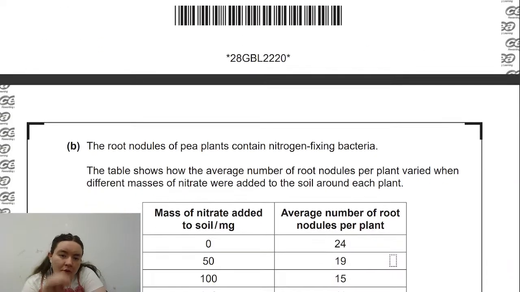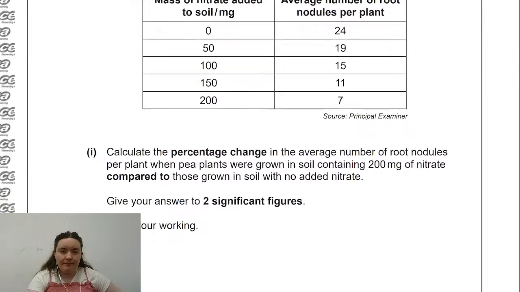So, the root nodules of pea plants contain nitrogen-fixing bacteria. You might remember this from Unit 1. The table shows how the average number of root nodules per plant varied when different masses of nitrate were added to the soil in each plant. So 0 added, 24 nodules, 50 milligrams added, 19 nodules. So we can see as we add more nitrates to the soil, the number of nodules decreases.